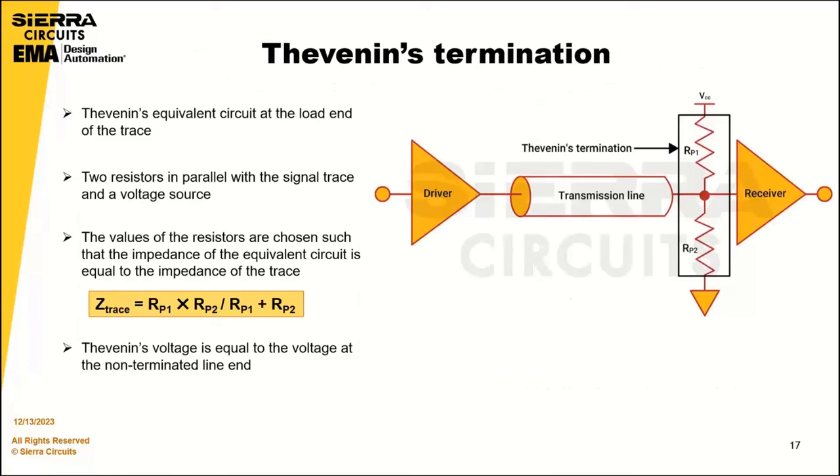Then we have Thevenin's termination. This technique uses Thevenin's equivalent circuit at the load end to terminate the transmission line. This equivalent circuit typically comprises two resistors parallel to the signal trace and the voltage source. The values of the resistors are chosen such that the impedance of the equivalent circuit is equal to the trace impedance. And the source voltage is equal to the voltage at the non-terminated line.